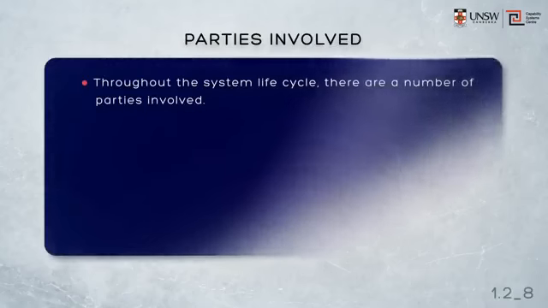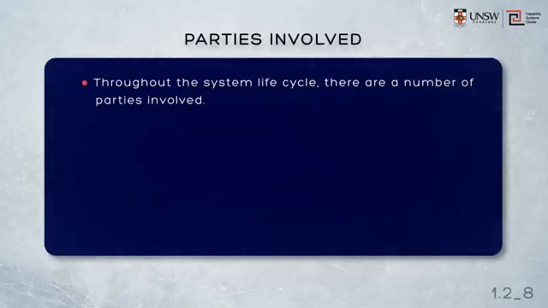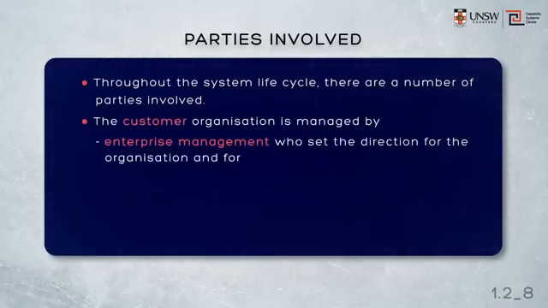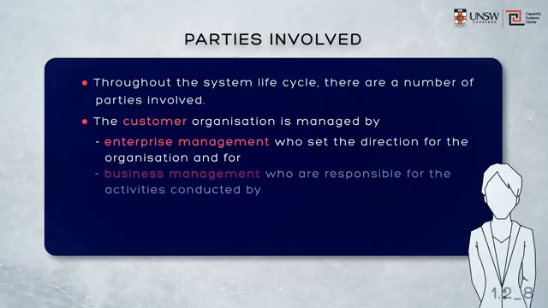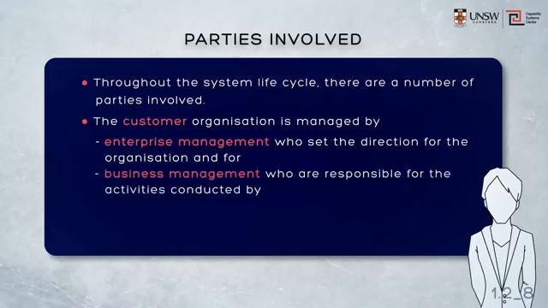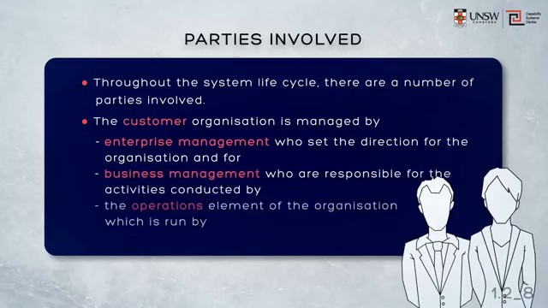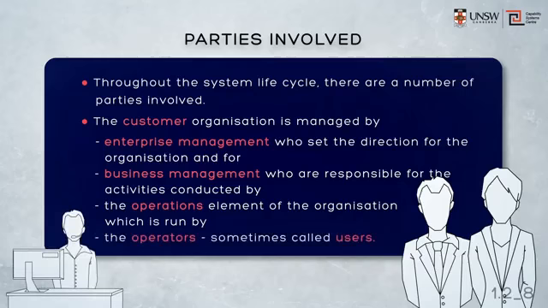Throughout the system life cycle, there are a number of parties involved. First, of course, there's the customer organisation. They're managed by enterprise management, who set the direction for the organisation, and pass the tasks to business management, who are responsible for the activities that are conducted by the operations element of the organisation, run by the operators, and sometimes called the users.